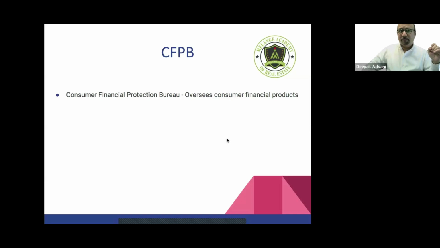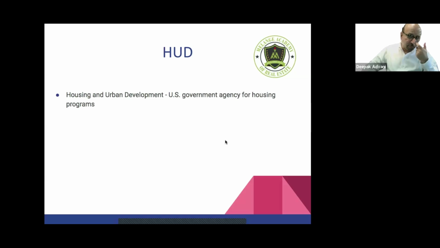CFPB, Consumer Financial Protection Bureau. The responsibility of CFPB is to oversee the consumer financial products. ECOA, Equal Credit Opportunity Act. It prohibits discrimination in credit transactions. HUD, Department of Housing and Urban Development. It's a U.S. government agency for housing programs.